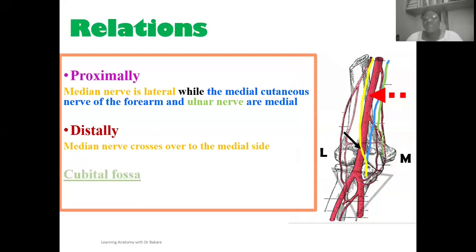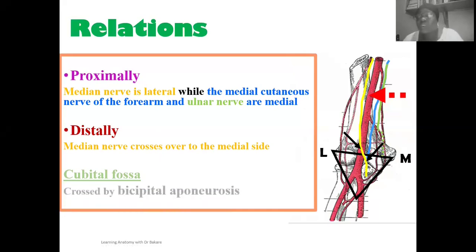And this is where you see that within the cubital fossa, which is a triangular space or indentation that is highlighted here in black, around the anterior region of the elbow, the median nerve is positioned medially to the brachial artery. And this, of course, is as a result of the change in position. Within the cubital fossa, we see that the brachial artery is crossed by the bicipital aponeurosis, and this is what is highlighted here in hash. You know that the bicipital aponeurosis is a fascial extension from the tendon of the biceps brachii muscle. If you go back to our lecture on the muscles of the arm, if you've not checked that lecture, please kindly go and do so.